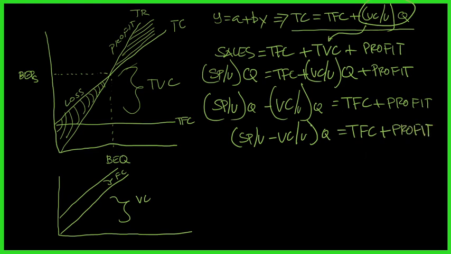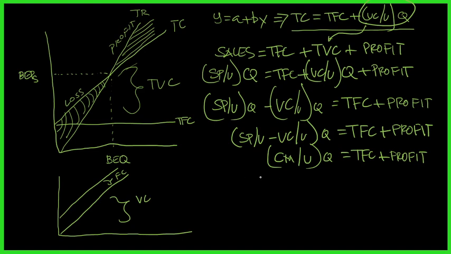Okay. And ito, looks familiar, di ba? What is selling price per unit minus variable cost per unit? This is actually your contribution margin per unit. Tama po? You multiply that by your quantity and you will get your total fixed cost plus your profit.